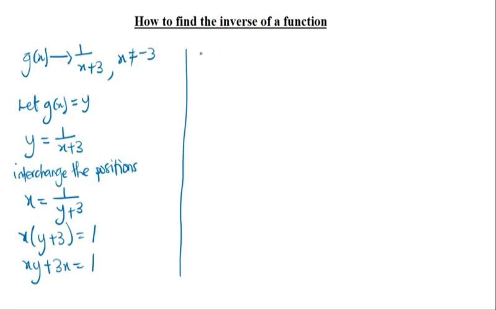So we bring 3x over here, xy is equal to 1 minus 3x. So we divide both sides by x to make y the subject. So y is now equal to 1 minus 3x all divided by x.